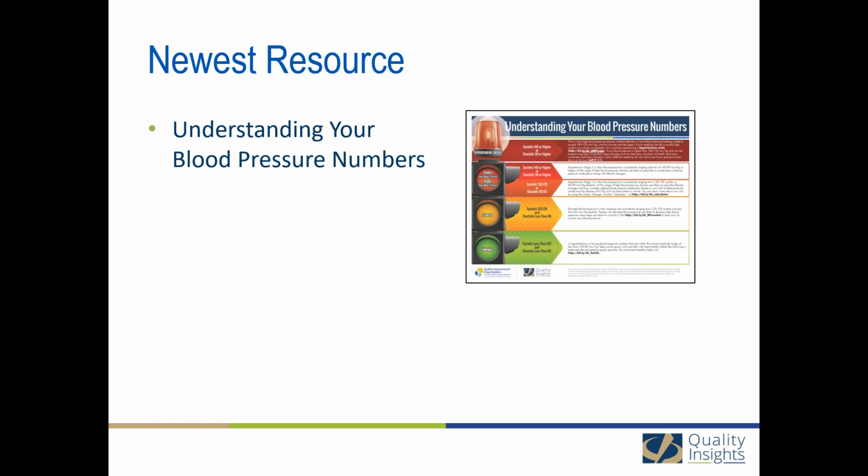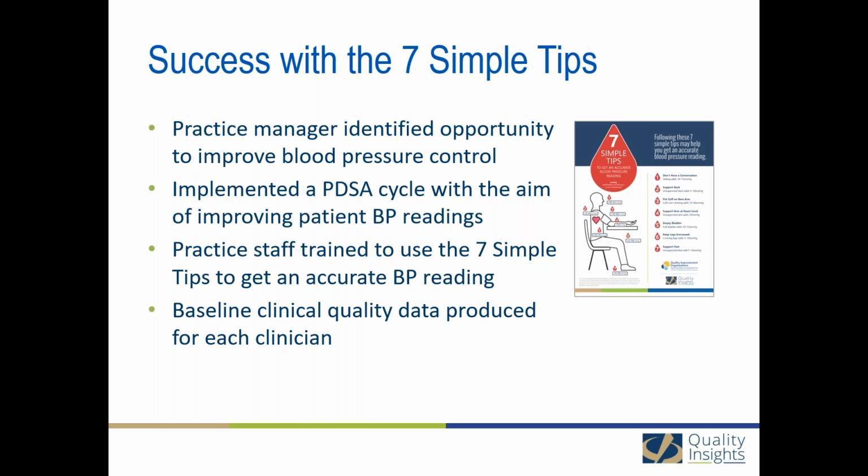Our newest resource, which we've had a lot of good feedback on, is Understanding Your Blood Pressure Numbers. I realize it's small and hard to see, but it basically goes over the new blood pressure guidelines from last year and does it in a stop sign fashion that can be used within the office to train people on the new measures and guidelines. One of our tools you'll see to the right is 7 Simple Tips. It's basically 7 things that can be done during a patient visit to get a more accurate blood pressure.